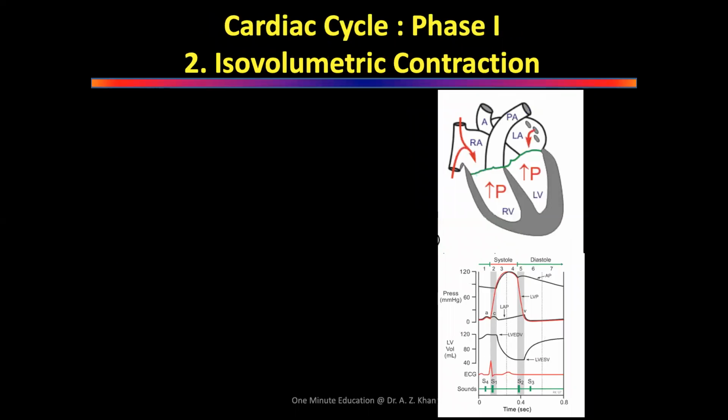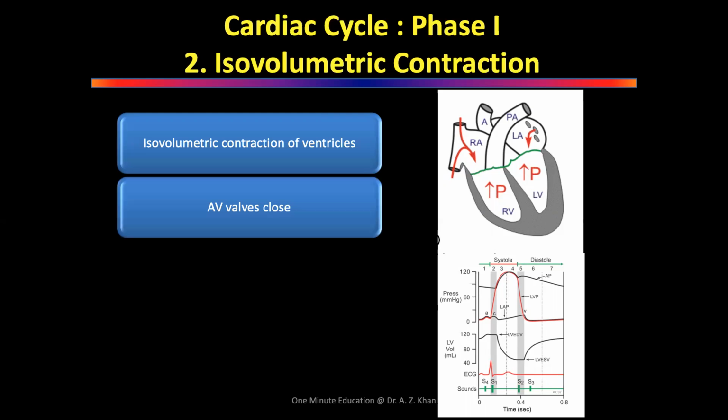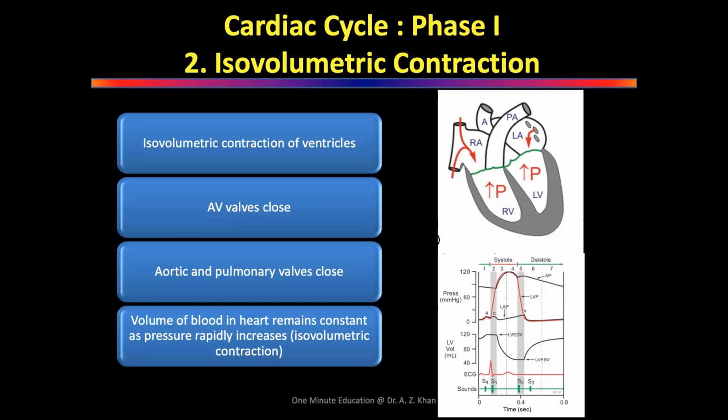All right. Isovolumetric contraction, what's happening? Both valves are closed, the AV valves and the semilunar valves. And the pressure inside the ventricle increases while the volume remains the same. Good. So that's why it is called isovolumetric contraction. Same volume, but contraction. So the pressure goes up rapidly.